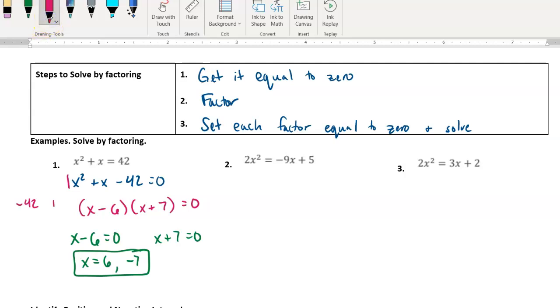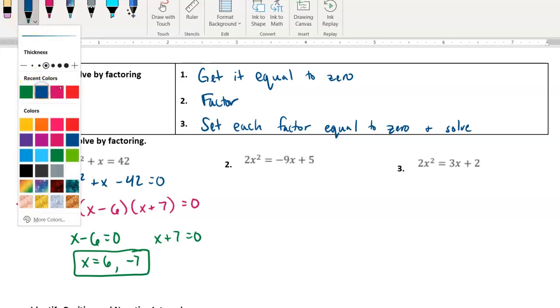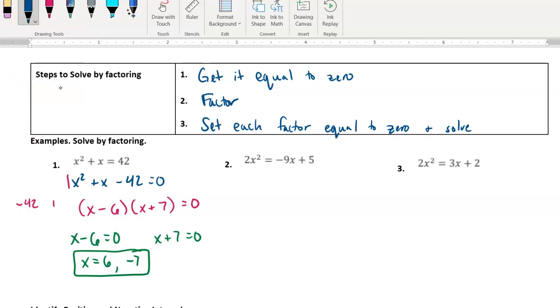Now, when we're doing this first step of getting it equal to 0, I highly recommend, in fact, don't even do it any other way. Make sure that you keep the x squared positive. So even though you might think it'd be easiest to subtract 2x squared from both sides, that's going to make the rest of our problem harder. So let's make it easier for ourselves by leaving the x squared positive. And so I'm going to add 9x to both sides and subtract 5 from both sides to get it equal to 0.